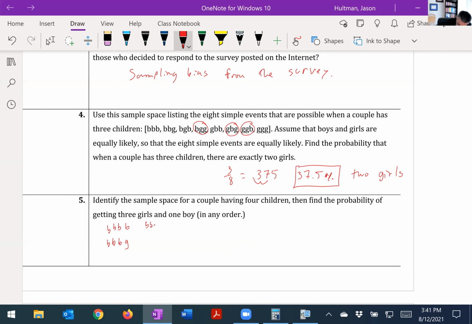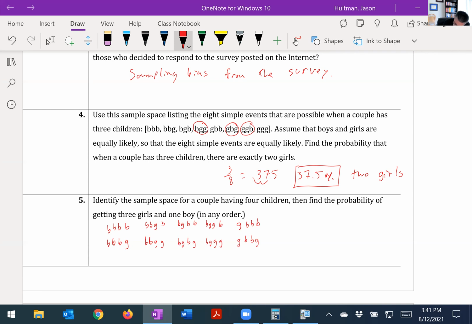So this will be boy, boy, girl, and then a boy, and then a girl. Then boy, girl, boy, and then a boy, and then a girl. And then boy, girl, girl, and the last one will be a boy, and the last one will be a girl. This will be girl, boy, boy, last one boy, last one girl.